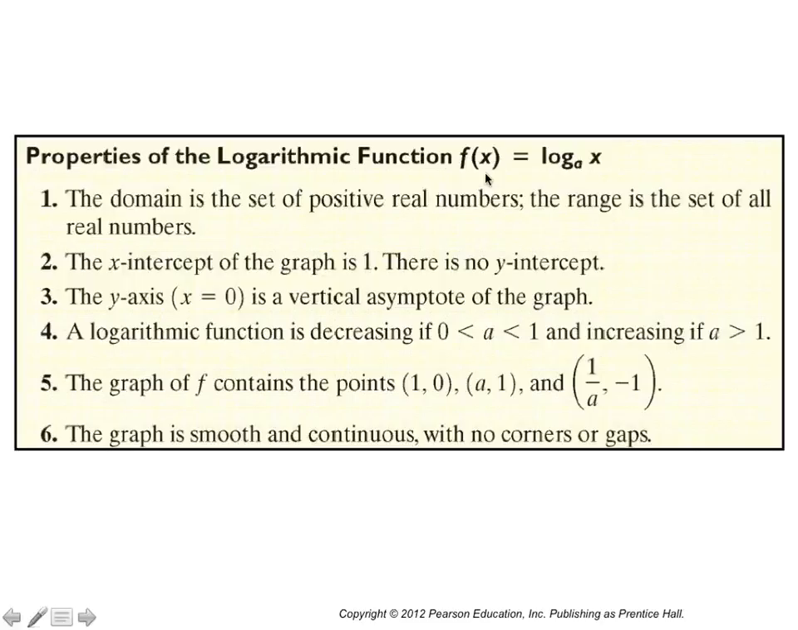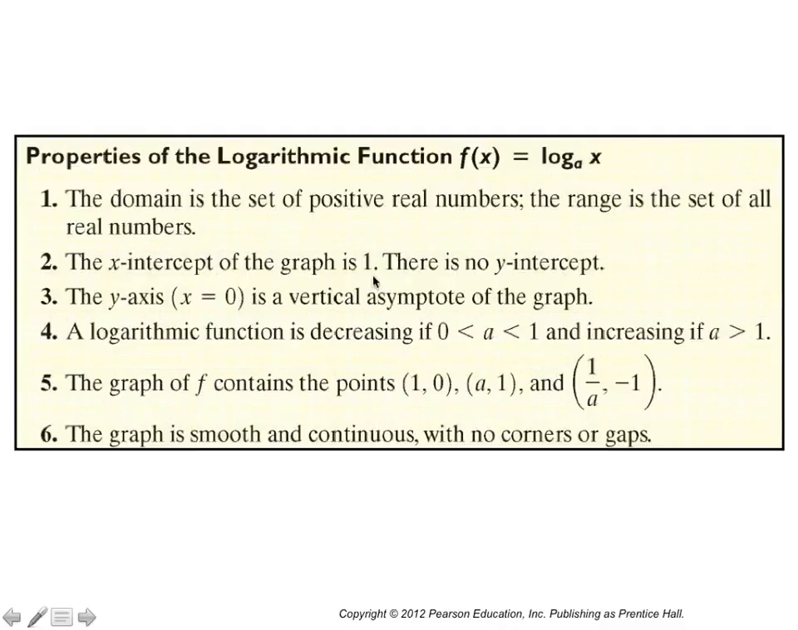So here's a nice little list of the properties of logarithmic functions. Let's just go through these. We've talked about a lot of them already, but the domain is going to be the set of positive real numbers, meaning that x has to be greater than 0, and we did find the domain for some specific logarithmic functions. The range is going to be the set of all real numbers. So domain has to be positive real numbers, range is going to be all real numbers.